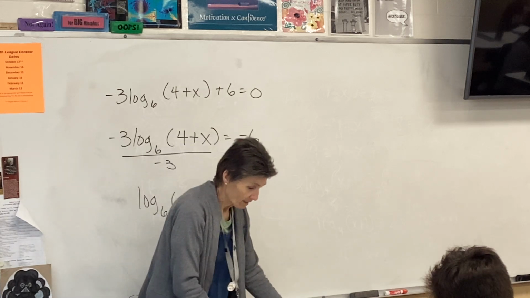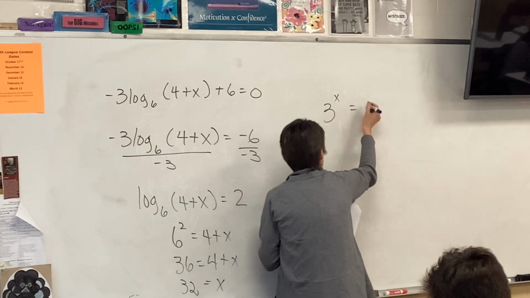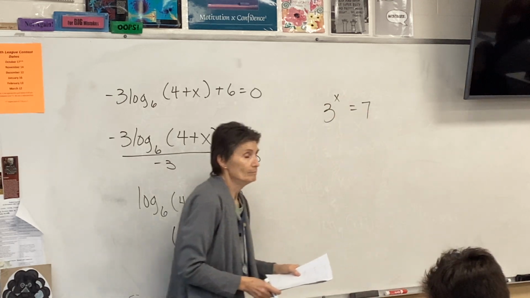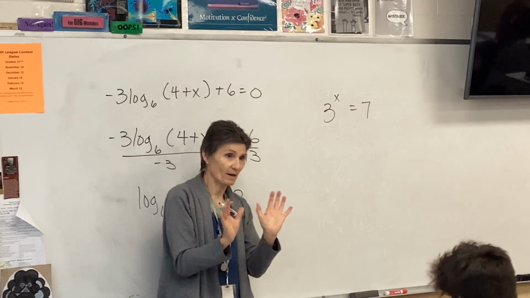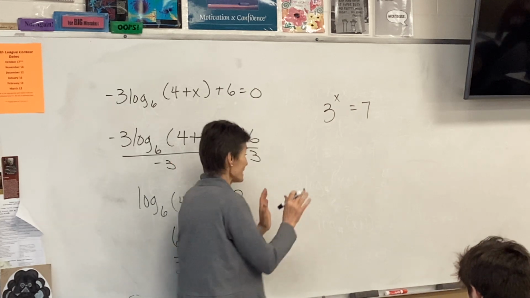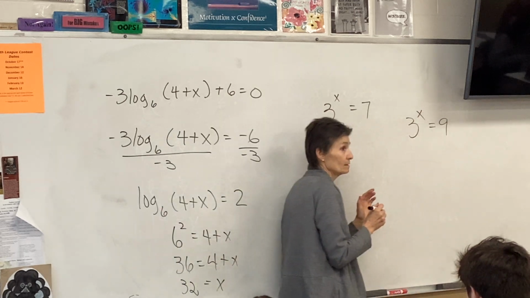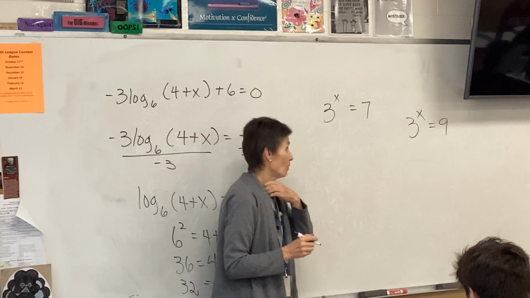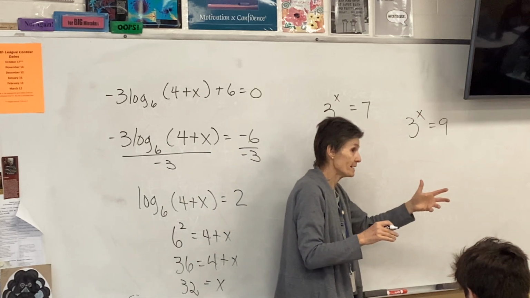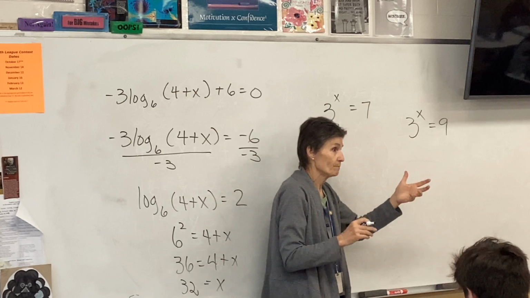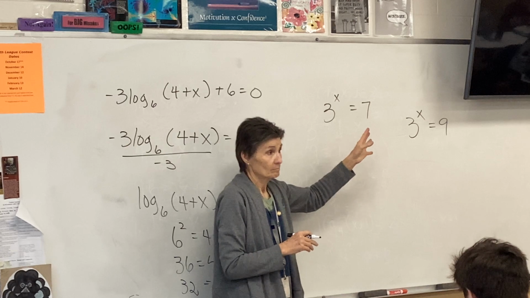Okay, so now we've got 3 to the x equals 6. Okay, this is totally like nothing we've done before. We have done 3 to the x equals 9. We did that. What would the answer to this be? 2. And that's easy because 9 is a power of 3. 7 is not. So what do we do?